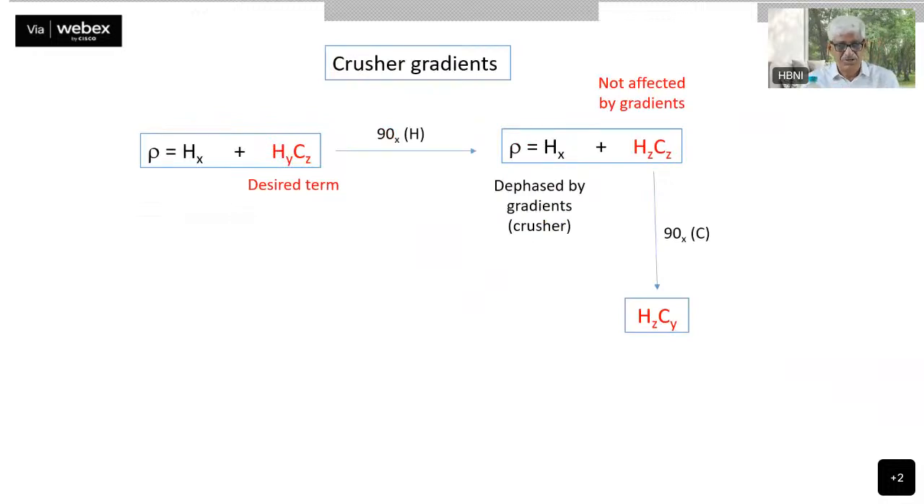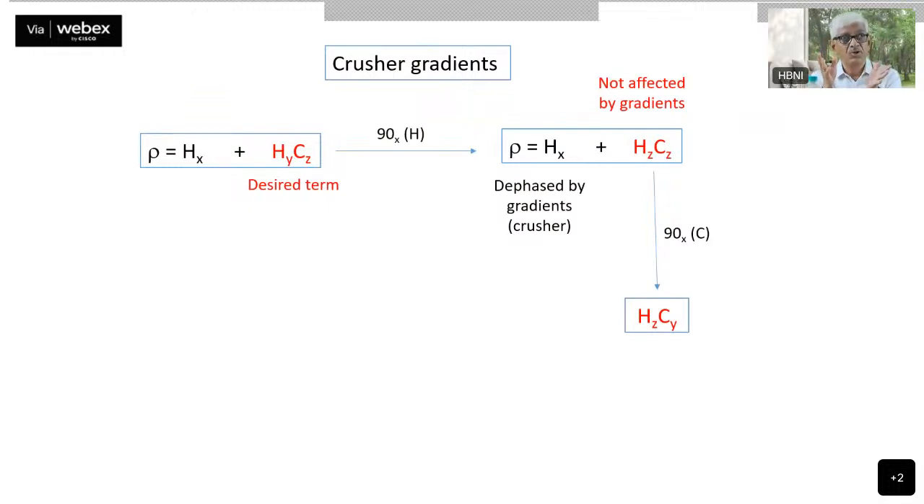Okay. Now the last point I want to show here is with regard to the crusher gradients. What are crusher gradients? Now let us assume that you have gone through a big pulse sequence, through the density operator calculations you have done, and at a certain point you have the density operator consisting of these terms. You have this Hx plus Hy Cz. This is typically what we have in the INEPT pulse sequence. Now, I want to select only this part. I don't want this Hx.